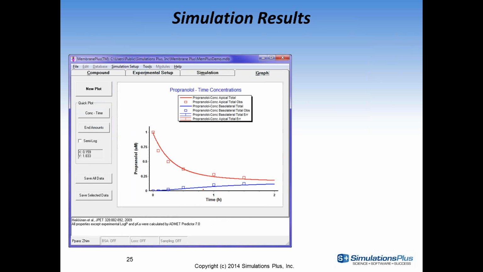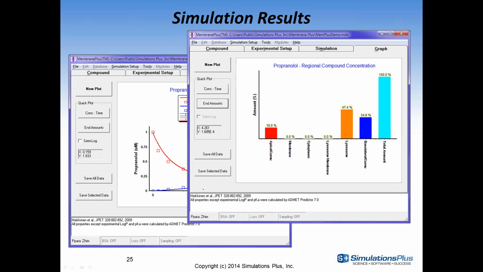And we can then monitor the kinetics of the donor and receiver, the cytoplasm, and a number of other parameters. You can also look at the regional percent of the applied amount that resides in the various compartments at the end of the experiment.